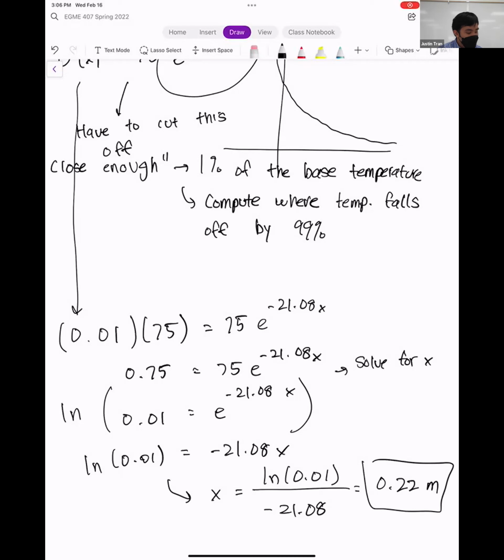Okay, and so in other words, if we have this fin and it's at least 0.22 meters, then we say that our very long fin assumption is valid.